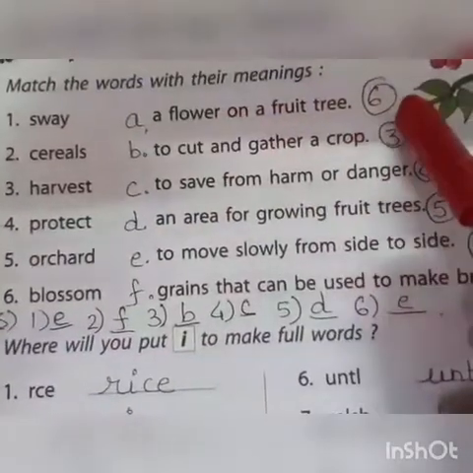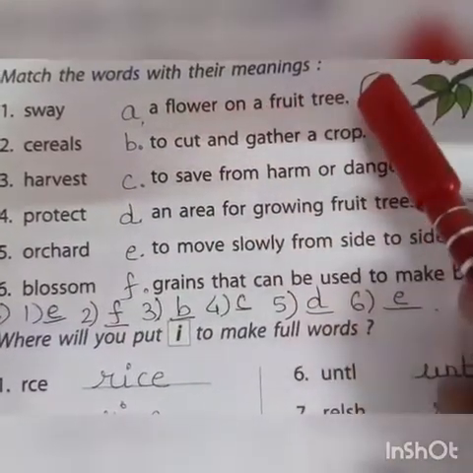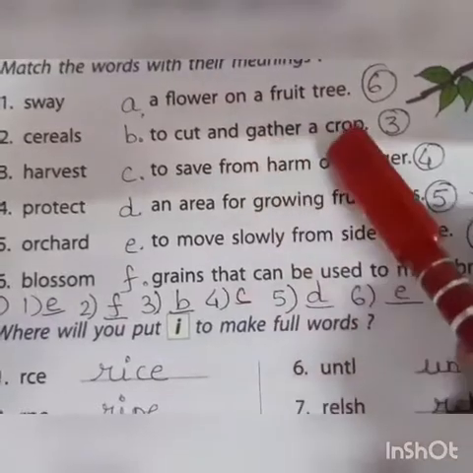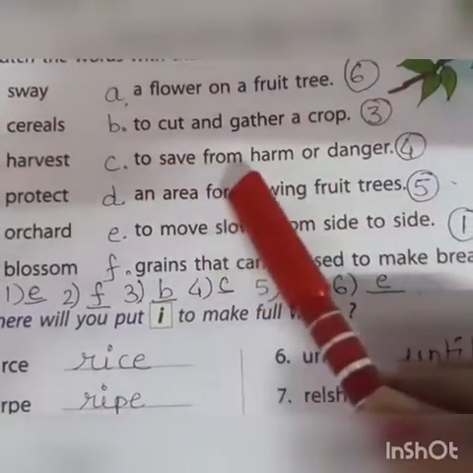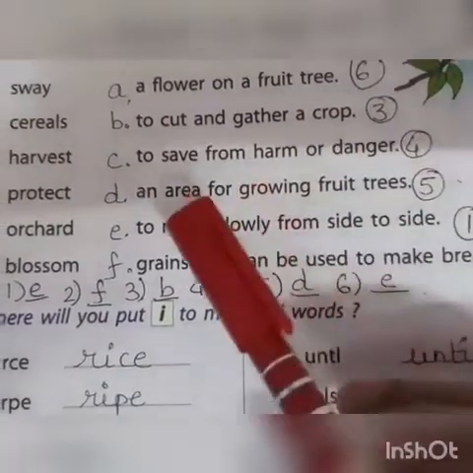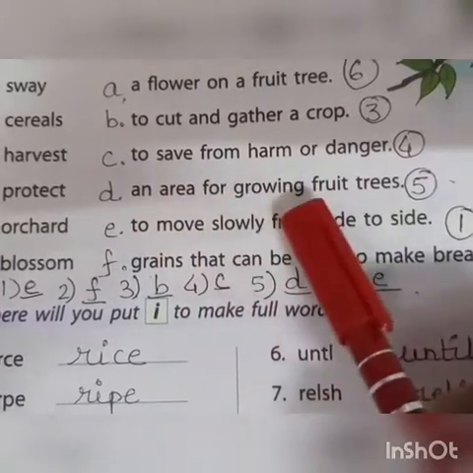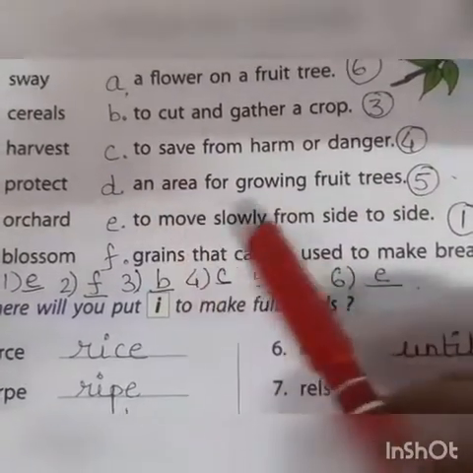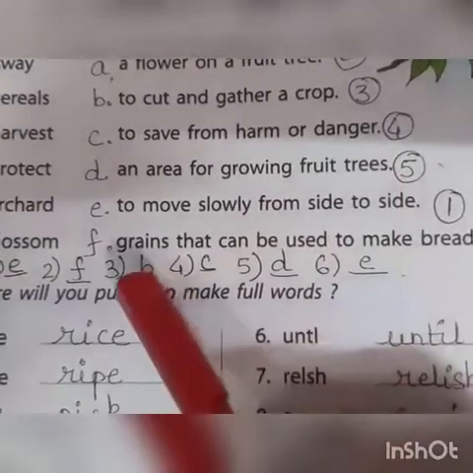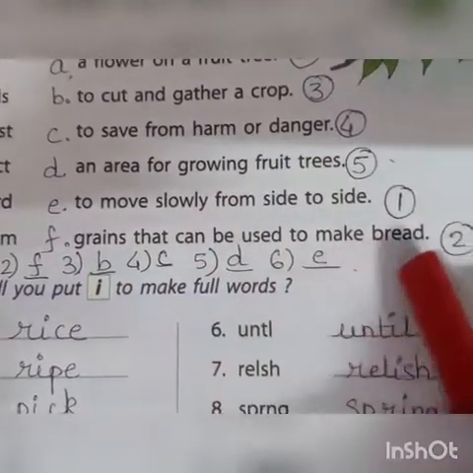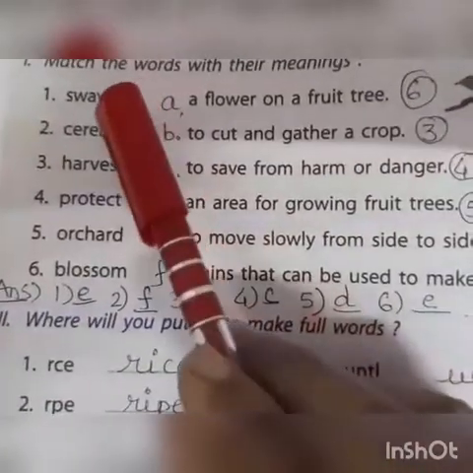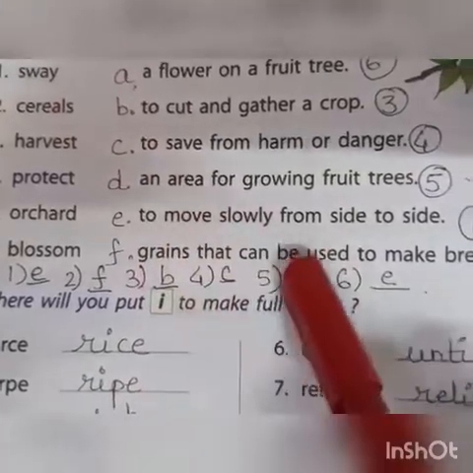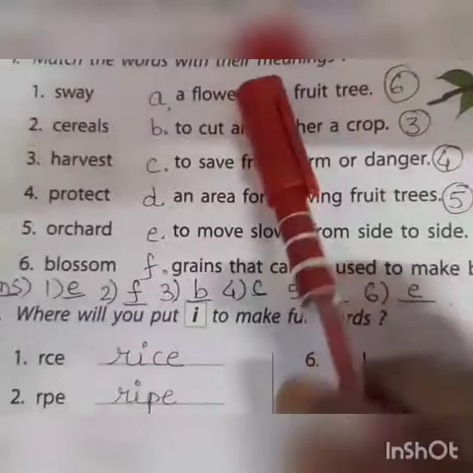Now we'll read out the meanings. A flower on a fruit. To cut and gather a crop. To save from harm or danger. An area for growing fruit trees. To move slowly from side to side, and grains that can be used to make bread. Now what is the meaning of sway? Sway means to move slowly from side to side. ऐसे move करना, that is called swaying.